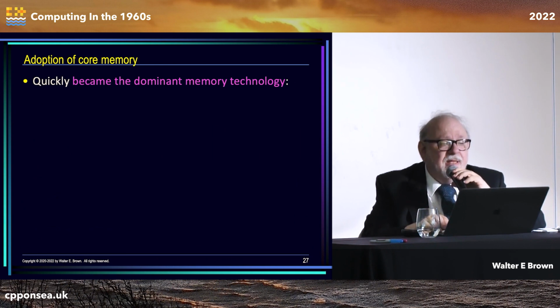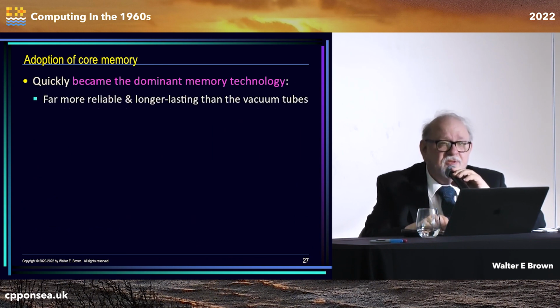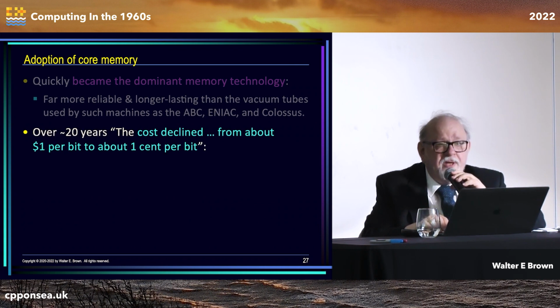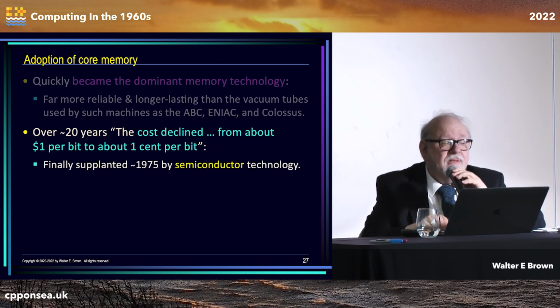Core memory very rapidly became the dominant memory technology because it was far more reliable and much longer lasting than vacuum tube technology, often referred to back then as valves, that were used by earlier machines like the ABC, the ENIAC, and the Colossus. Over a period of roughly 20 years, the cost declined from about $1 per bit to a penny per bit. And it was finally supplanted roughly 1975-ish. Of course, not all at once, but roughly at that time, we got semiconductor technology.